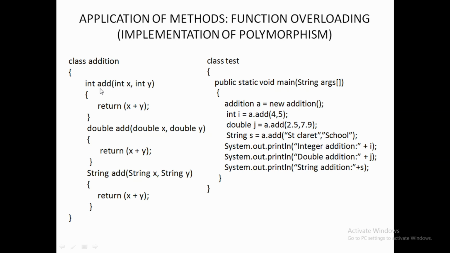As in the first case it is int, in the second case the function parameters and return type are double, and in the third case it is string. Now inside this main method, whenever we are calling the add method with two integers, the function definition with two integers gets executed. Similarly, if we call the add function with two doubles, then the function definition with two doubles gets executed, and the same happens with the string data.